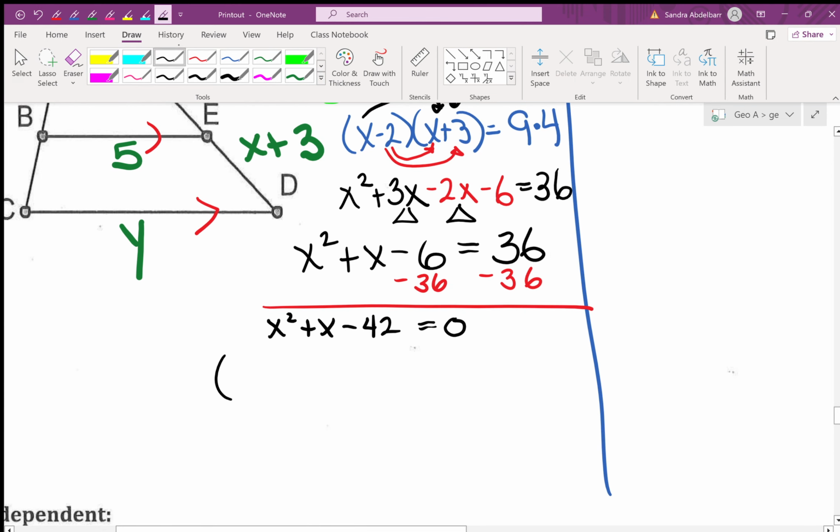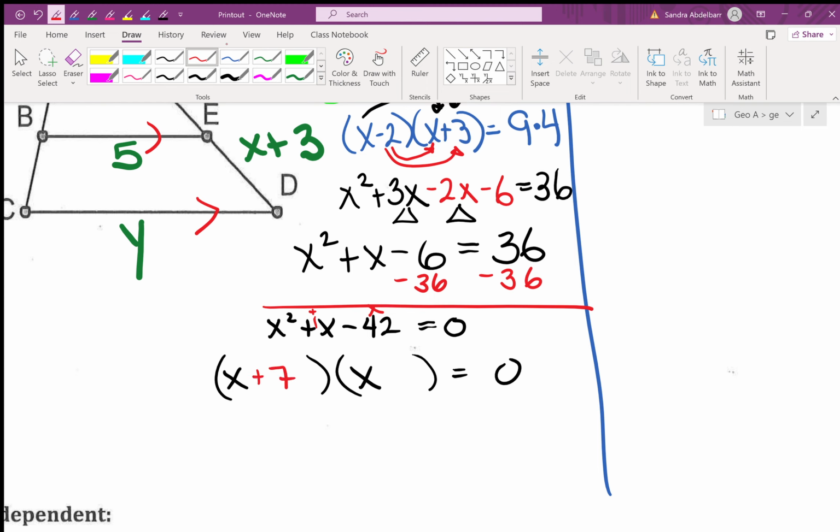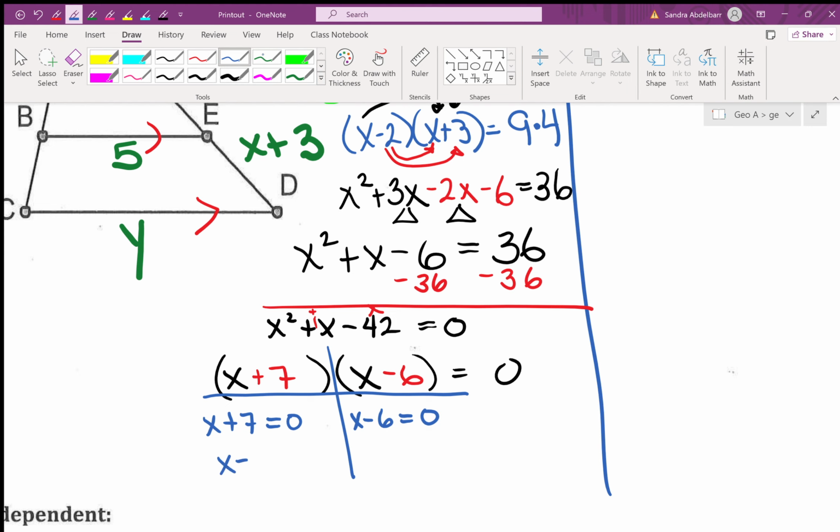So now I'm going to come up with my double set of parentheses. Somebody give me two numbers that multiply to a negative 42 and add to a positive 1. Lucas: positive 7 and negative 6. You got it. Now we set each parenthesis equal to 0. So x plus 7 equals 0, x minus 6 equals 0. x equals negative 7, x equals 6.